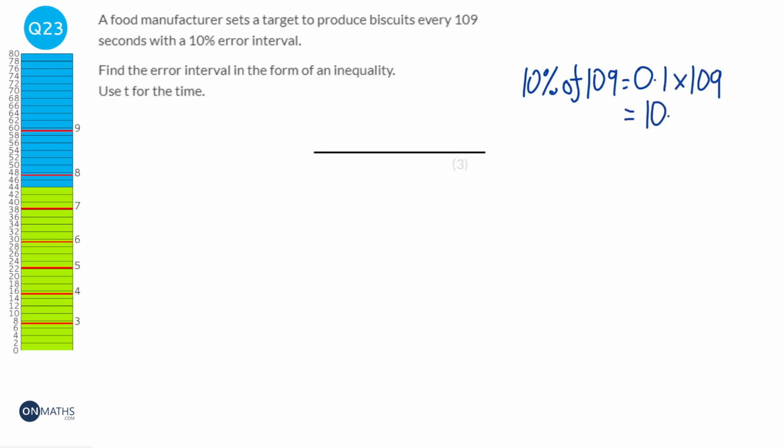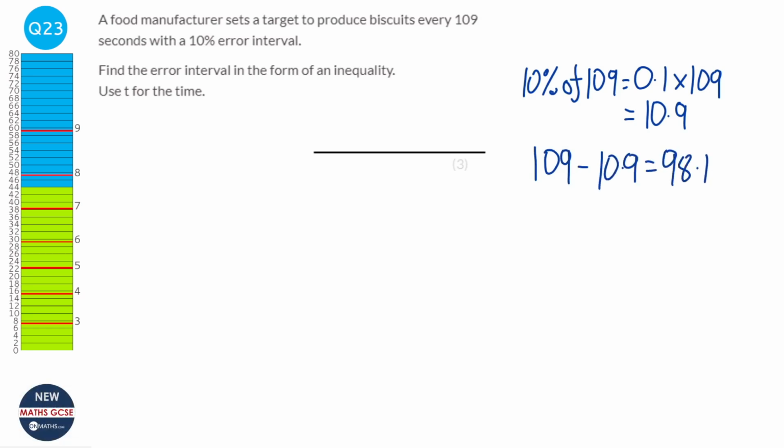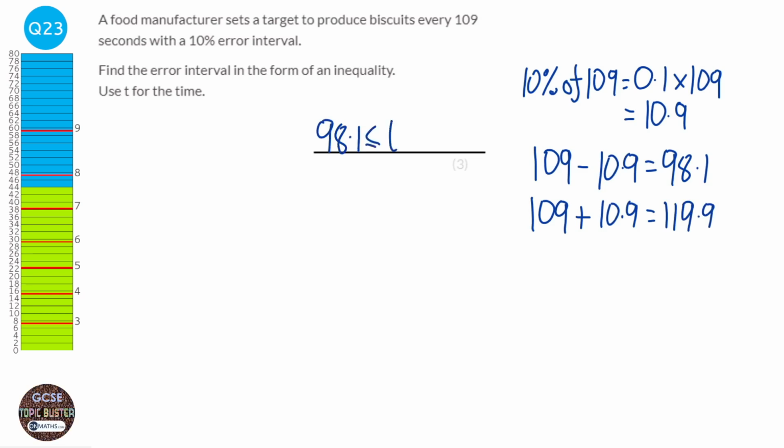And that gives us 10.9. So what we're going to do is add and subtract this from 109. So 109 take away 10.9 gives us 98.1, and then 109 plus 10.9 will give us 119.9. So our error interval is between 98.1 and 119.9.